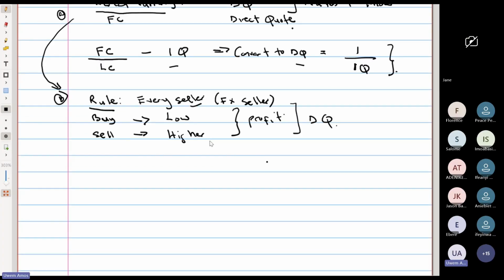Just like when you go to Ikeja and you want to sell a phone or something, whoever is buying it from you is going to buy it at a lower price because they need to sell it to someone else to make a profit. And when the person that wants to buy from them comes, they sell it at a much higher rate. Any question on FRA?